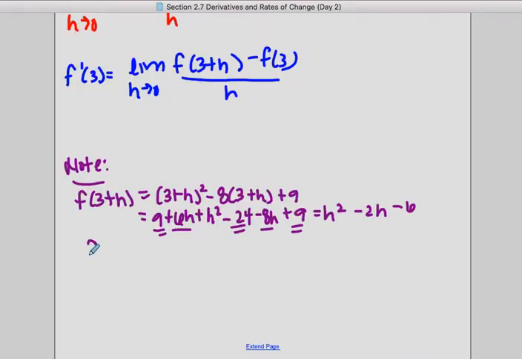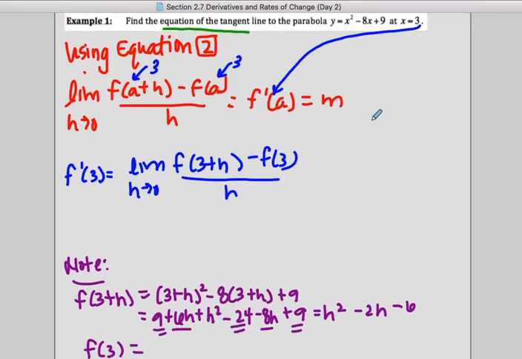Then I'm also going to go ahead and find f of 3. So I'm plugging 3 into my equation that I was given. So I got 3 squared minus 8 times 3 plus 9. So I got 9 minus 24 plus 9. So that's going to give me negative 6.